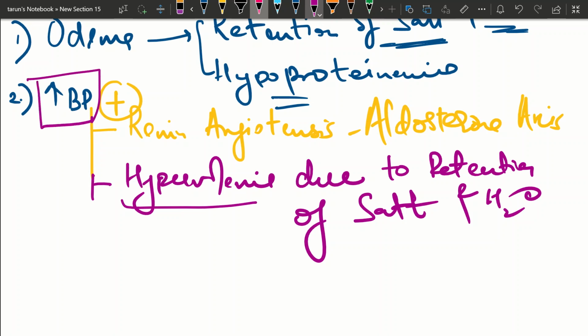So there are two mechanisms for hypertension. First is the activation of the renin angiotensin aldosterone axis, that is the RAS system is activated, and second, because of the hypervolemia due to retention of salt and water.